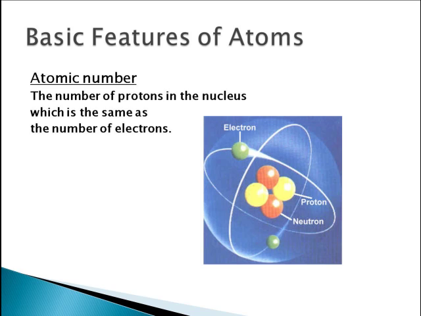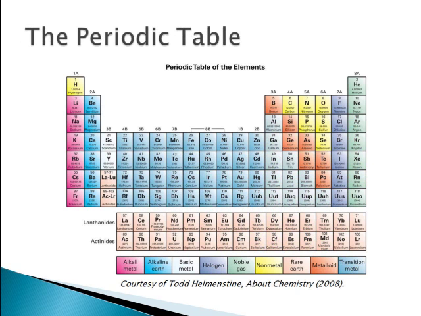One more term, and we will go back to the periodic table. That is atomic number. Atomic number is the number of protons in the nucleus, which, by the way, is the same as the number of electrons. Notice this particular atom in our illustration. There are 2 protons. Therefore, it has an atomic number of 2. And by the same token, it has 2 electrons.